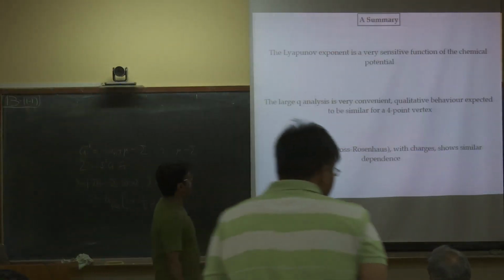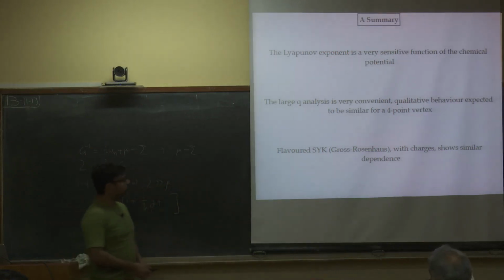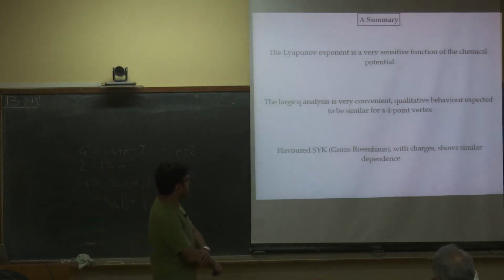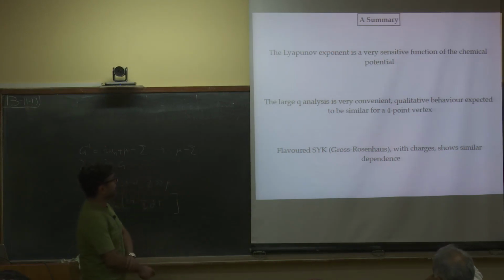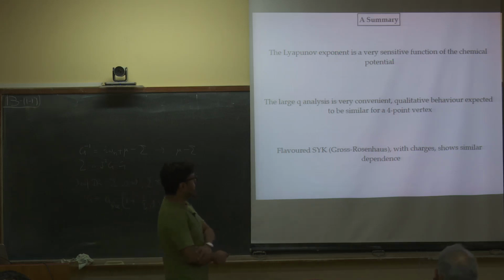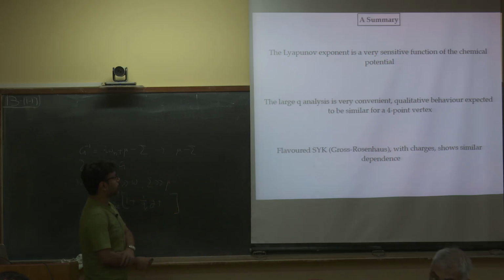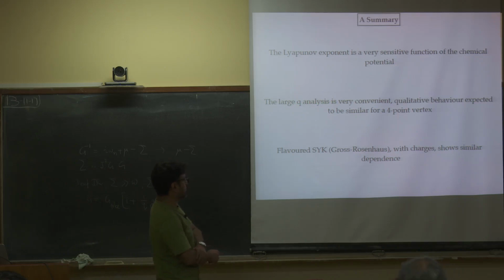So, a very brief summary of what I tried to discuss today is actually something very simple at the end of the day, although I understand the confusions and the questions that need addressing. This exponent is a very sensitive function of the chemical potential, at least seen in this way. You may be able to reinterpret it in other ways. The large Q analysis is just for convenience; I think this is going to be true even at order 4 values of Q or so, but it will be much more difficult to compute.